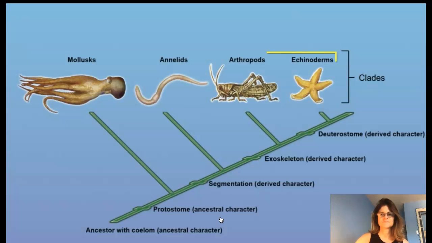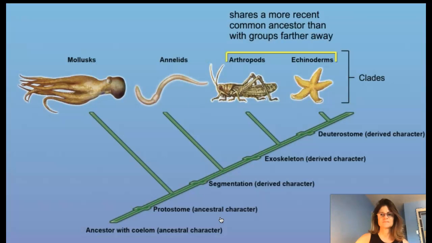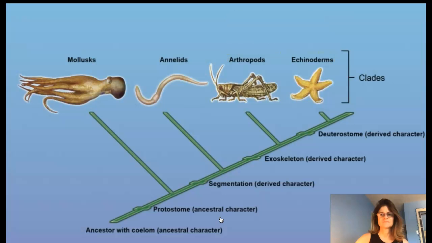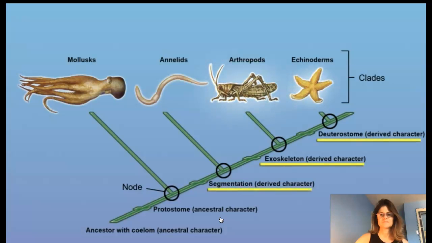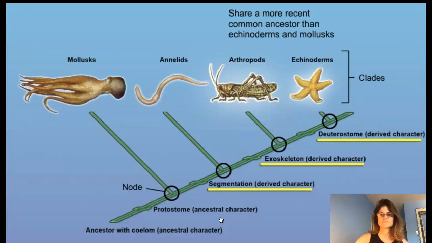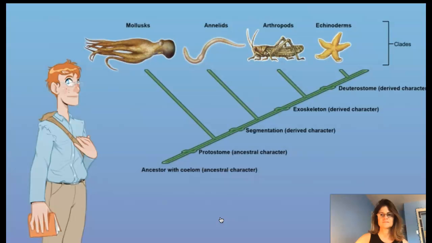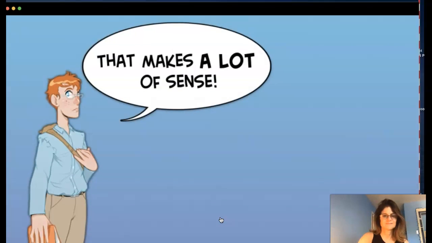The group that is closest to echinoderms shares the most derived characters with echinoderms, and shares a more recent common ancestor than with groups farther away. Each line that breaks away from the main line is called a node. The nodes where the branches originate represent a common ancestor. Thus, echinoderms and arthropods have 3 derived characters in common, so they share a more recent common ancestor than echinoderms and mollusks. Now you see how scientists organize species based on shared characters, similar to how you organize your pens and pencils, together, separated from your awesome collection of music.